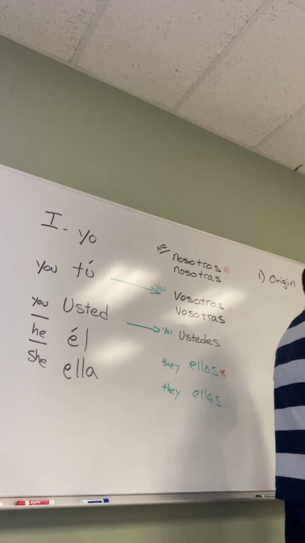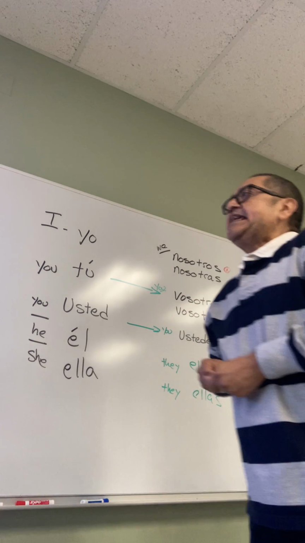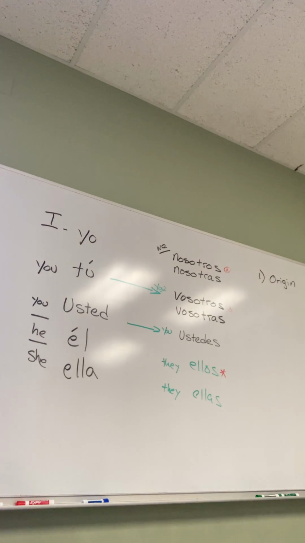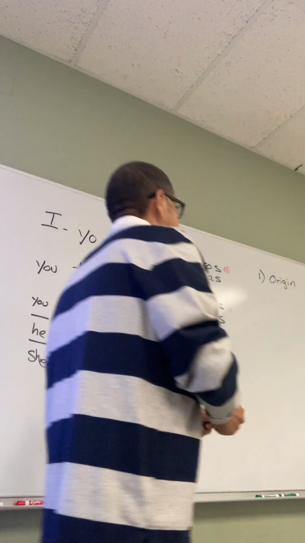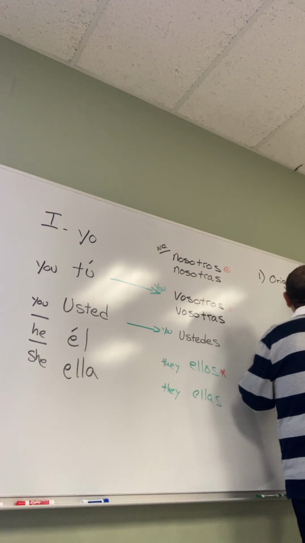Origin. ¿De dónde eres? Where are you from? Soy de California. Or if you guys were asking me, because I'm your teacher and I'm older than you, ¿de dónde es usted? Soy de California. So you need the word de, because de means from.